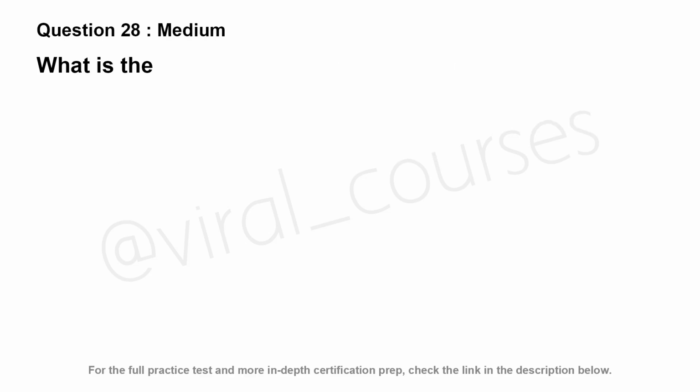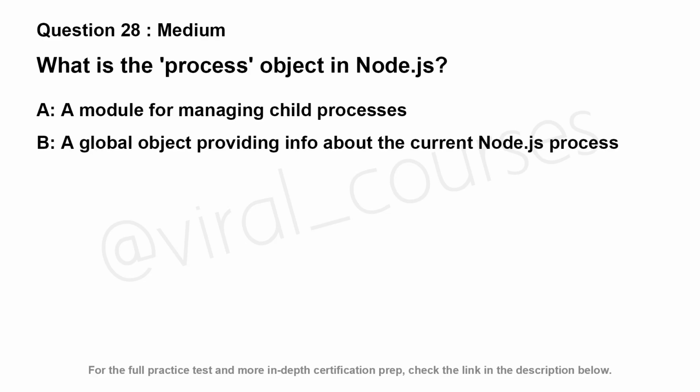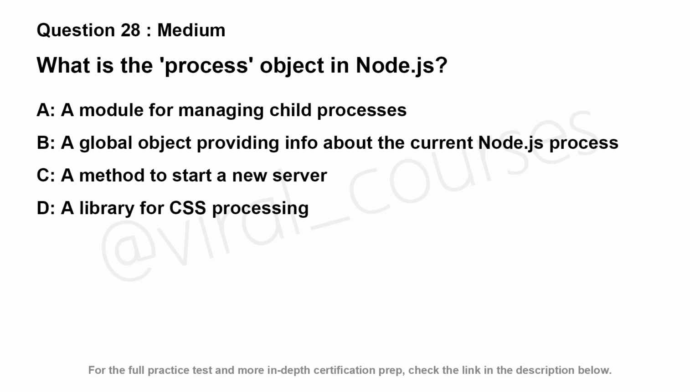What is the process object in Node.js? Option A. A module for managing child processes. Option B. A global object providing info about the current Node.js process. Option C. A method to start a new server. Option D. A library for CSS processing.